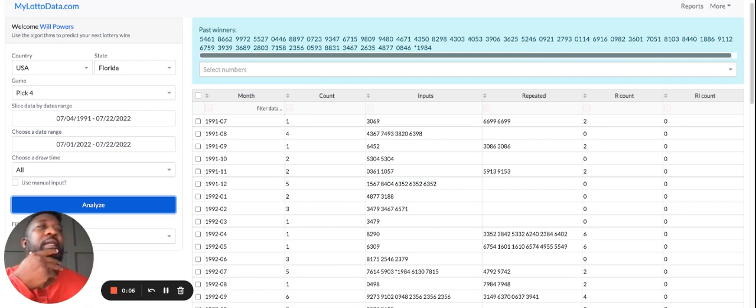It's Friday, July 22nd. I'm posting because I wanted to show y'all some of the new features with my Lotto data. Oh my God, man.